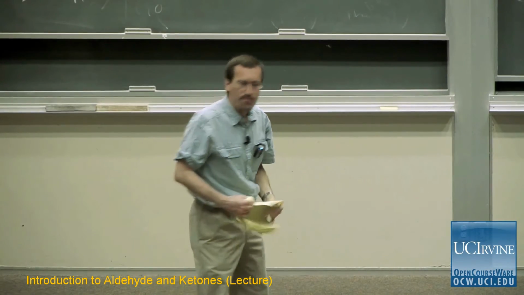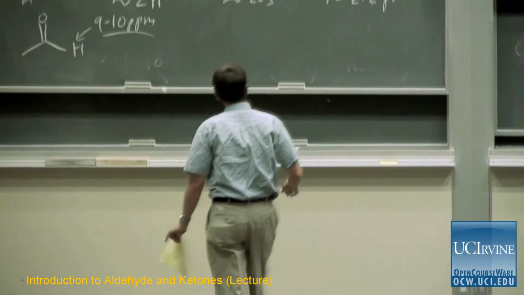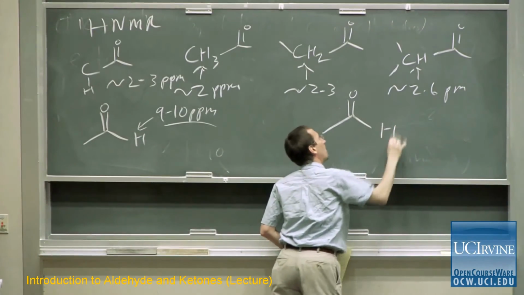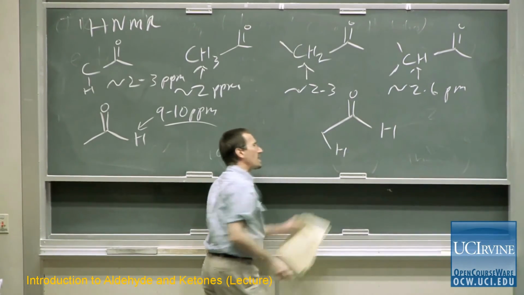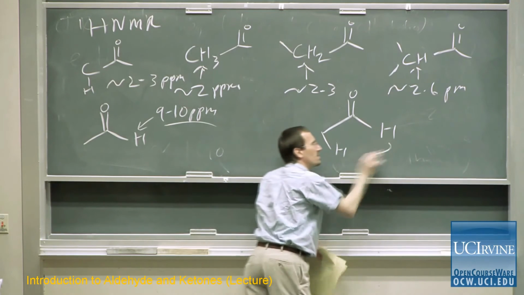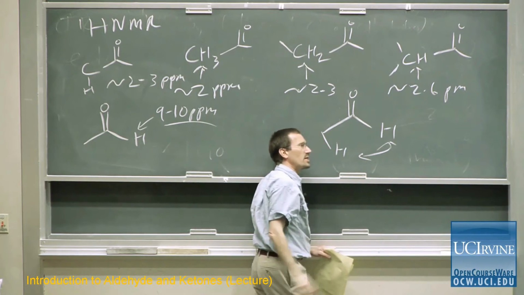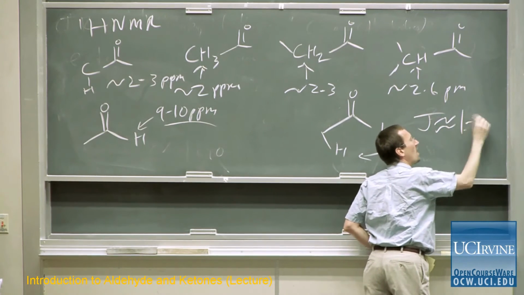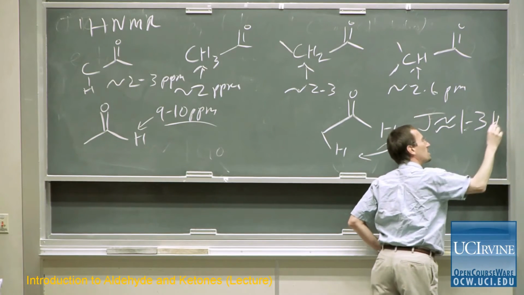In an aldehyde, because of the electronegativity and because of the hybridization of the aldehyde carbon, the J coupling ends up being considerably smaller between the adjacent hydrogens. Your J value is generally about 1 to 3 hertz.